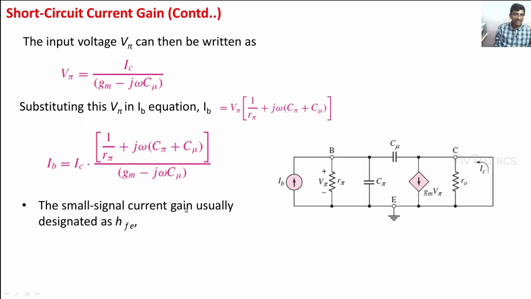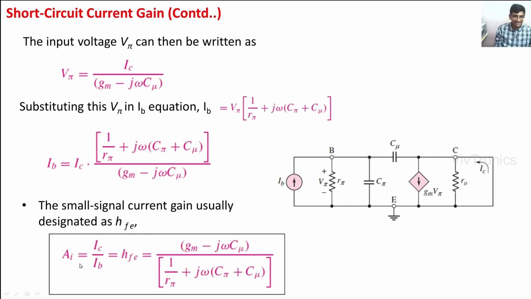From this one we can calculate the small signal current gain or short circuit current gain. In this case it is a short circuit current gain, that is nothing but HFE. The small signal current gain is usually designated as HFE, which is the ratio of output current divided by the input current. Here the output current is the short circuit current IC and the input current is the base current IB. Therefore AI is equal to IC divided by IB, which is nothing but HFE.